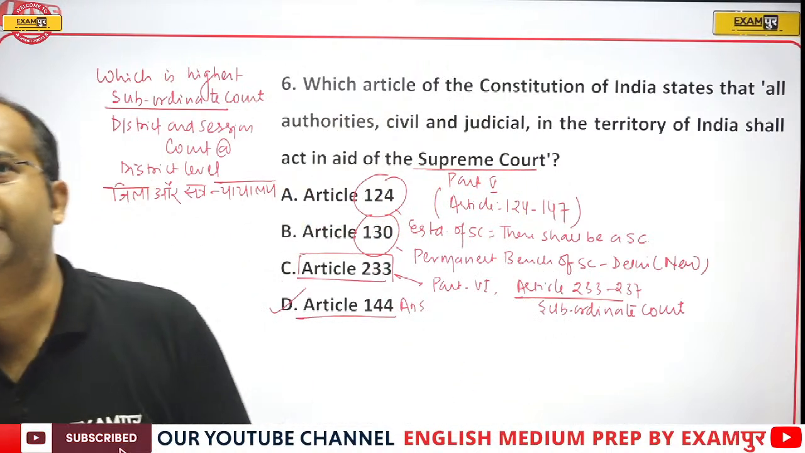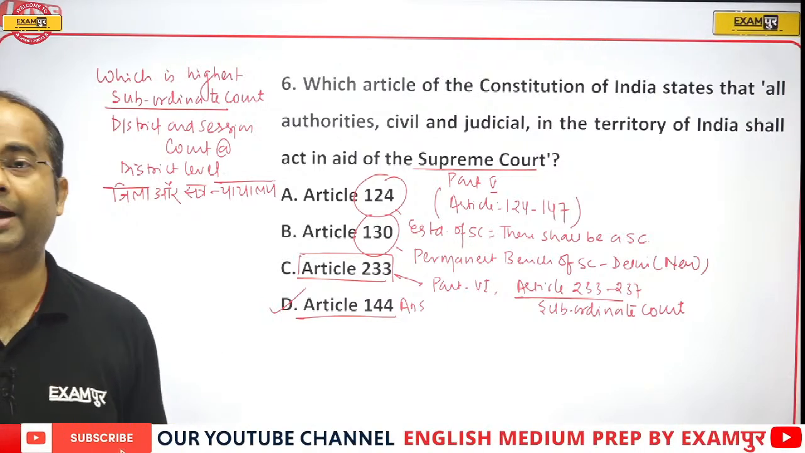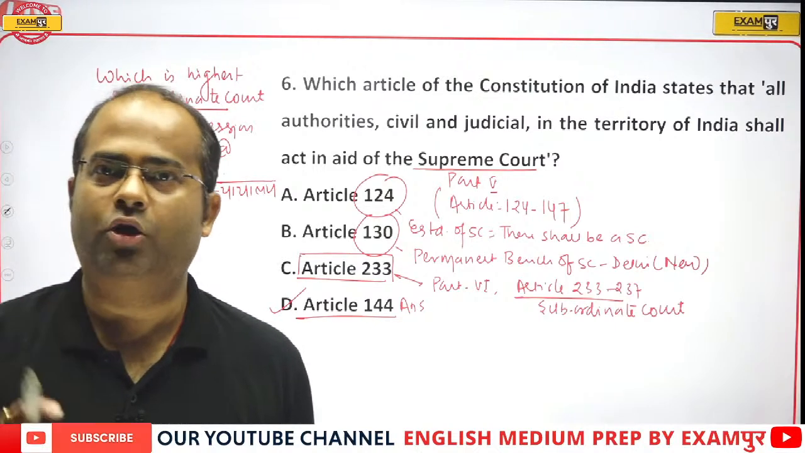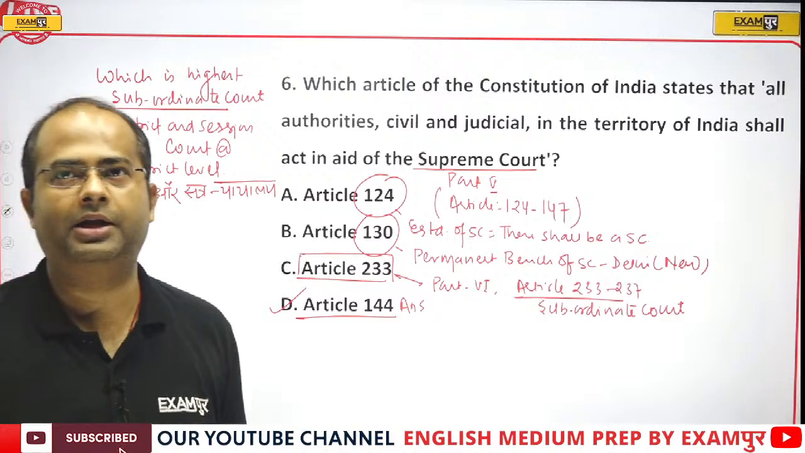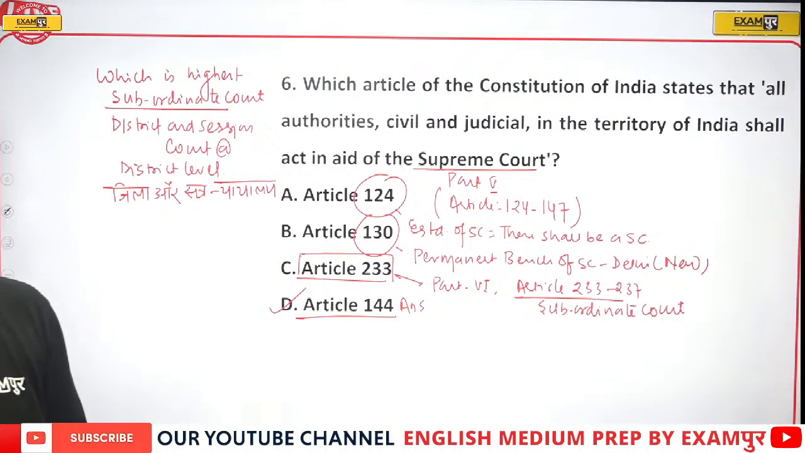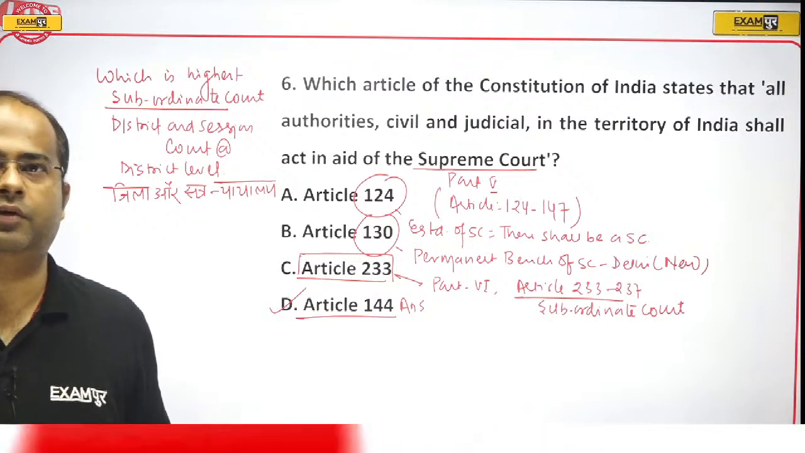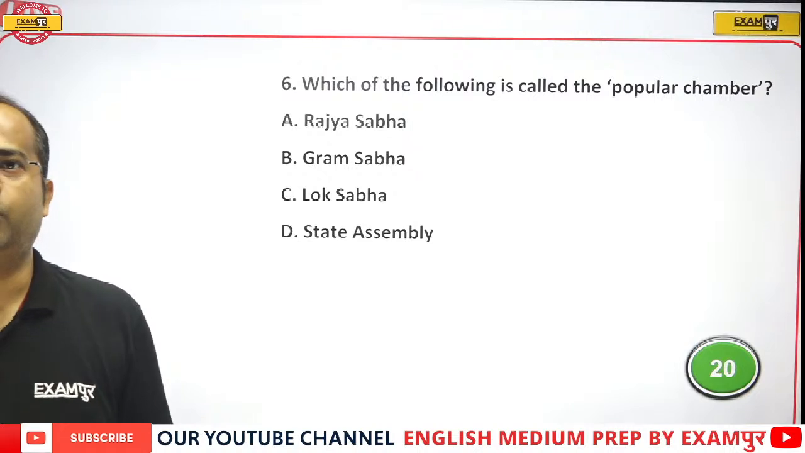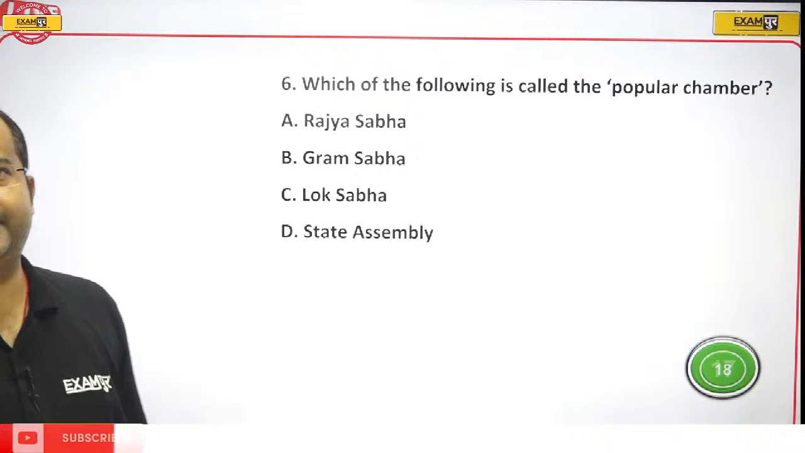So in this way, guys, you can also arrive at the correct answer, and this is called the elimination method. In examinations, the elimination method is also used to derive the correct answer. So the correct answer will be option D, article 144. Now we will be moving to the next question.